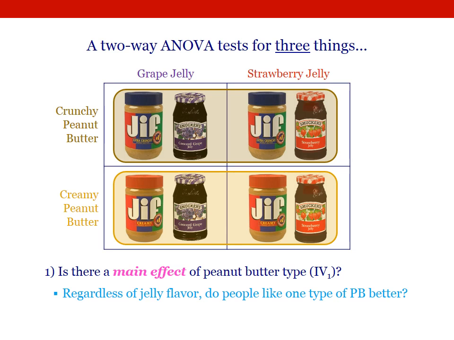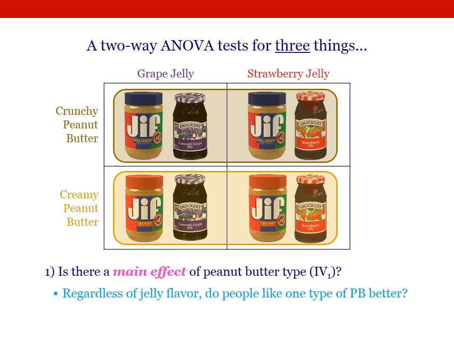What we'll then do is calculate an overall mean for the people who got crunchy peanut butter and an overall mean for the people who got creamy peanut butter. We'll compare those means against each other to see if there's an overall difference, in other words, an overall preference, for one type of peanut butter over the other. Did people consistently like crunchy better than creamy, or creamy better than crunchy, or did they like them the same?